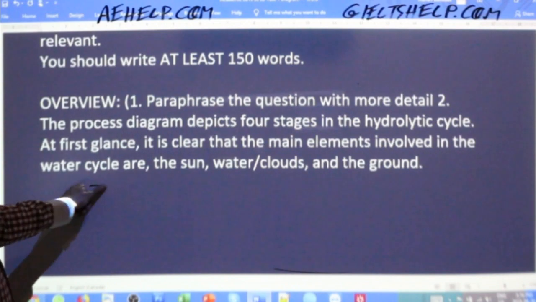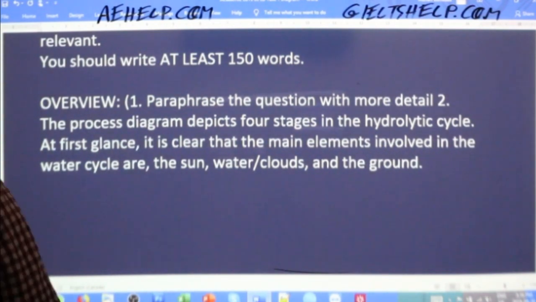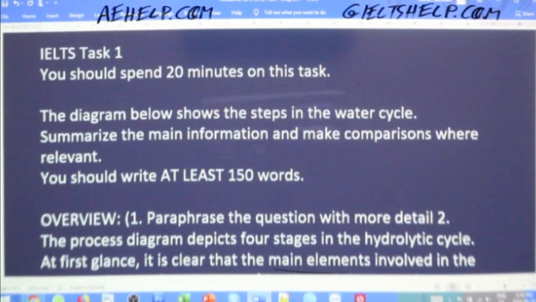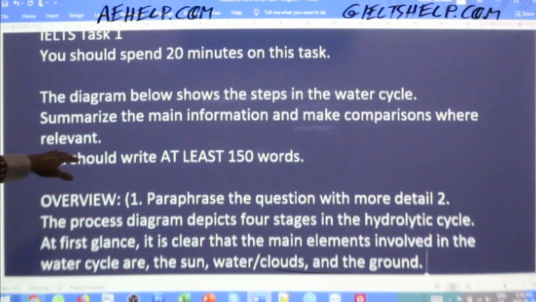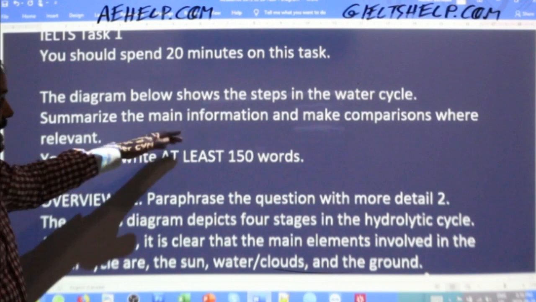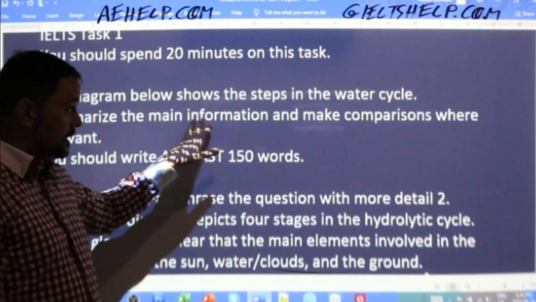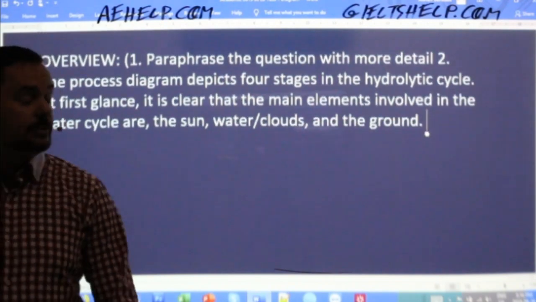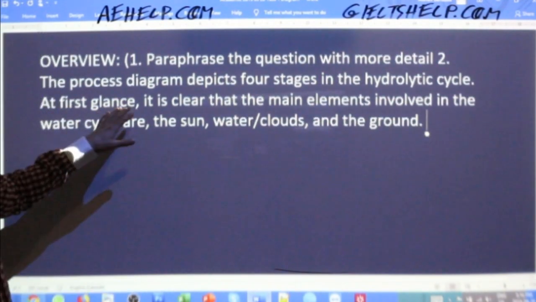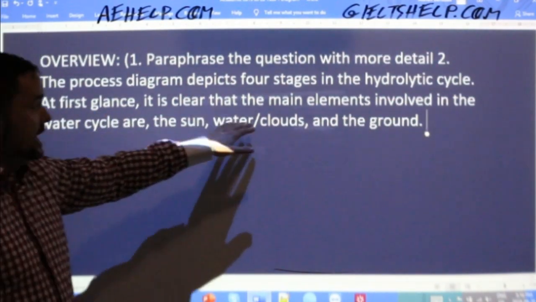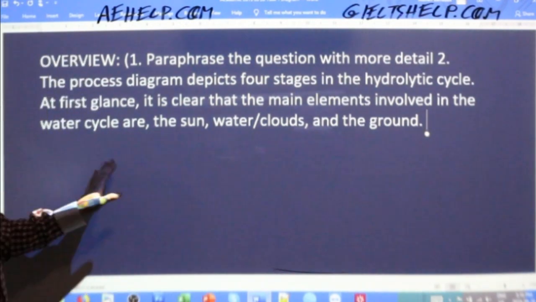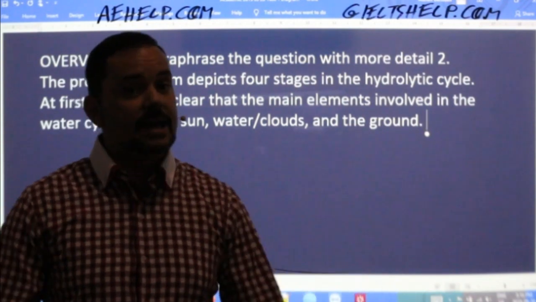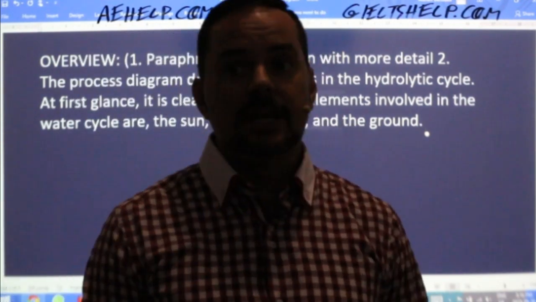Okay? And you can even write main feature. So if the question is asking you, summarize the main information or summarize the main features, sometimes the task 1 question is asking, you can absolutely write that to be very clear for the examiners. The main features of this diagram are the sun, the water, clouds, and the ground. That's band 8, band 9 writing for sure.